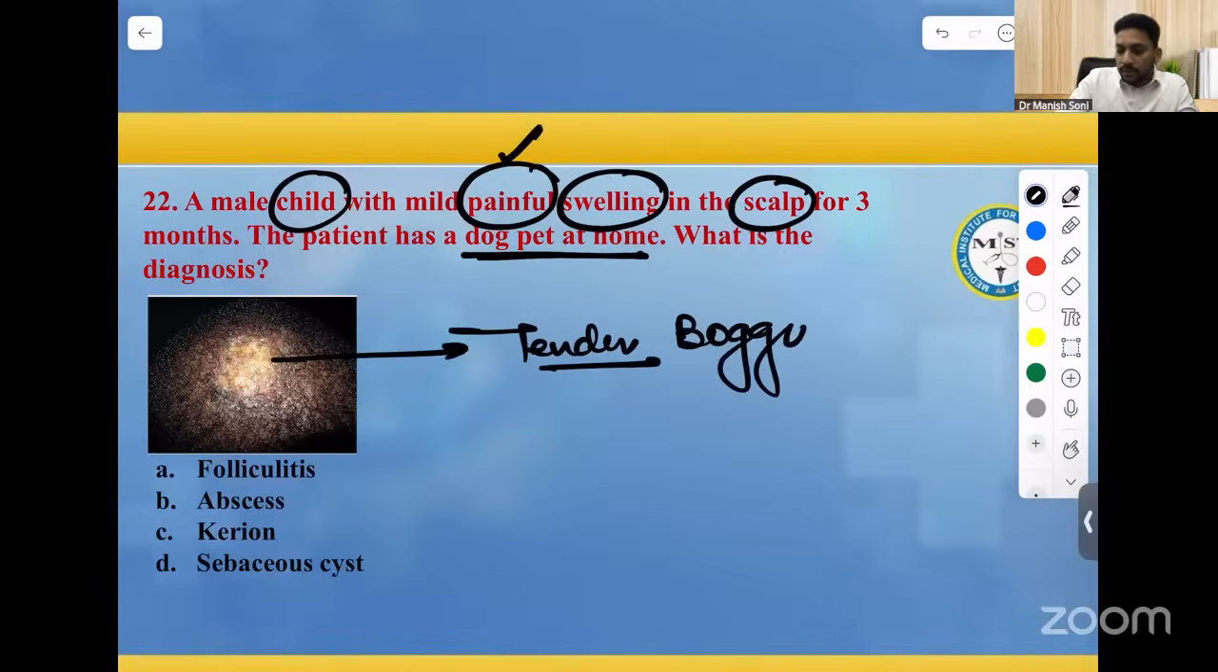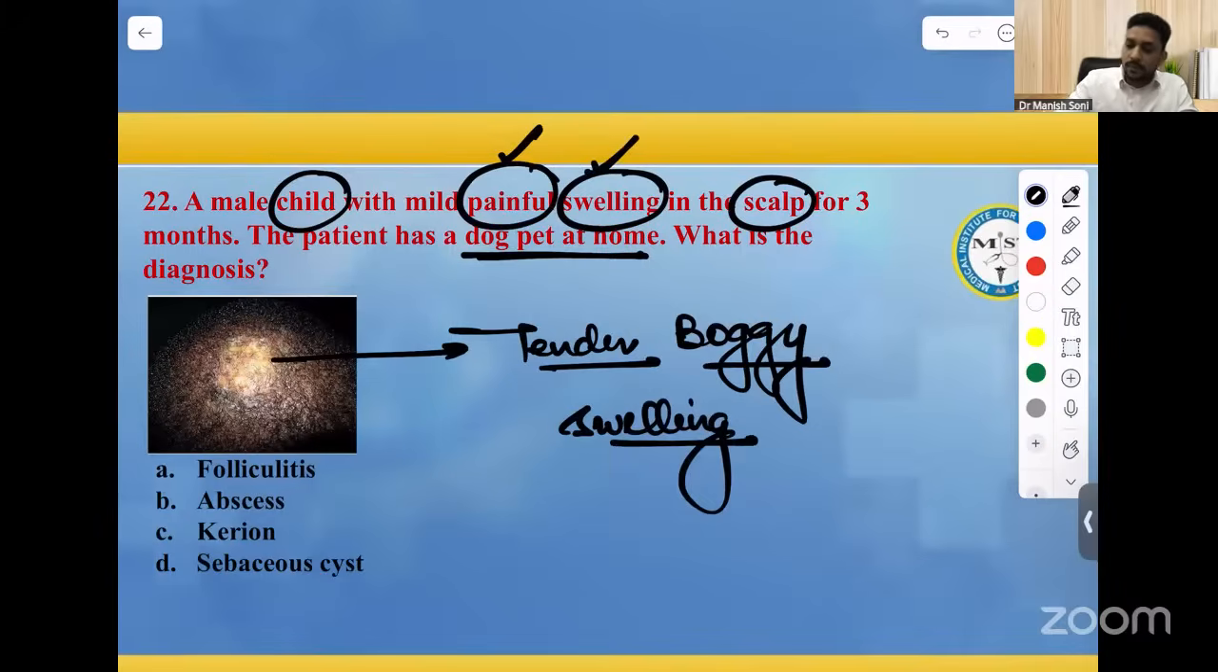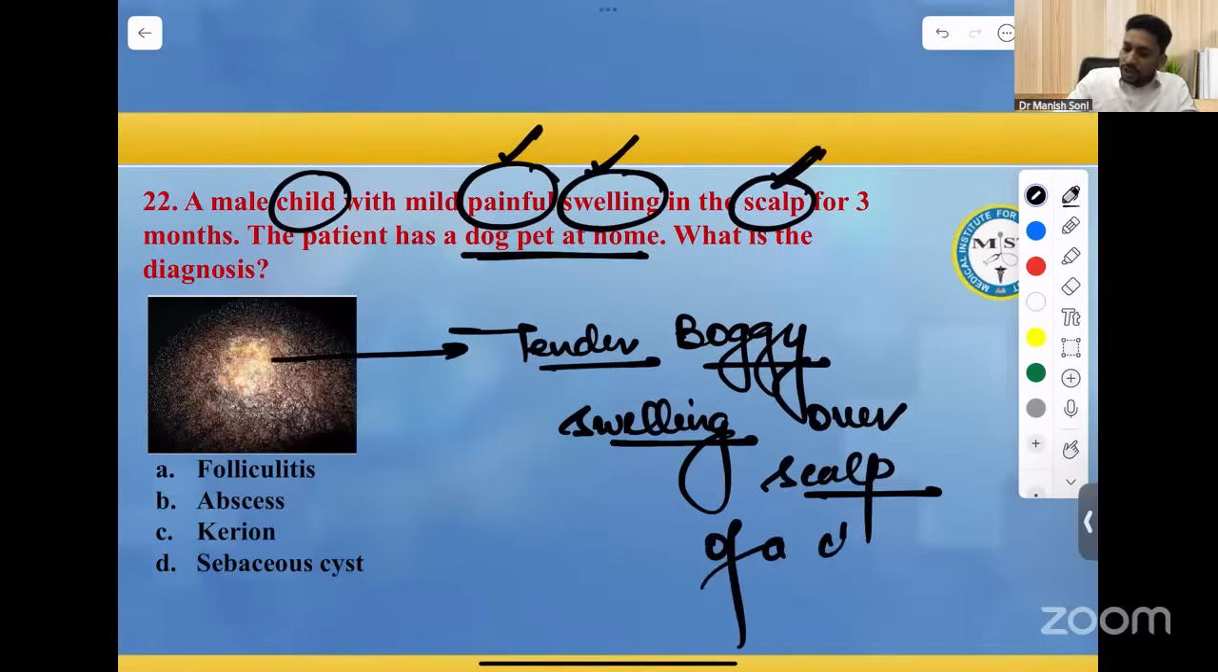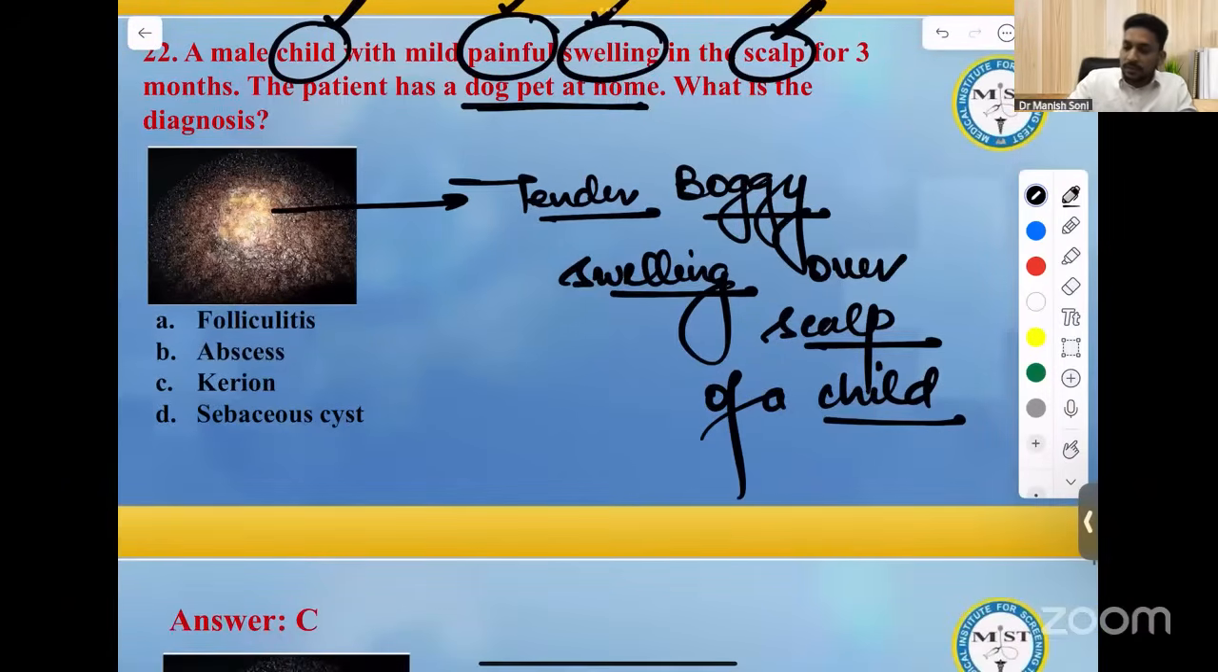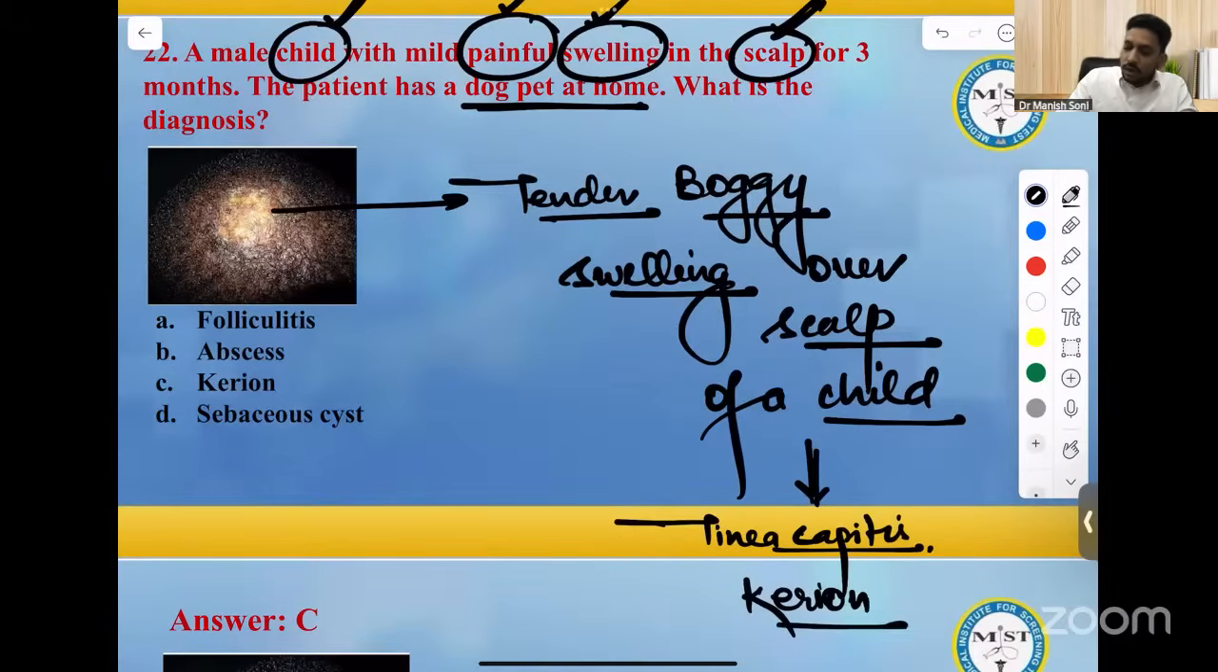So tender, that is painful, boggy, that is soft to touch, swelling over scalp of a child, because it is commonly seen in children. All these are clues pointing towards which condition? Tinea capitis. Which type? Kerion. So answer here is kerion.